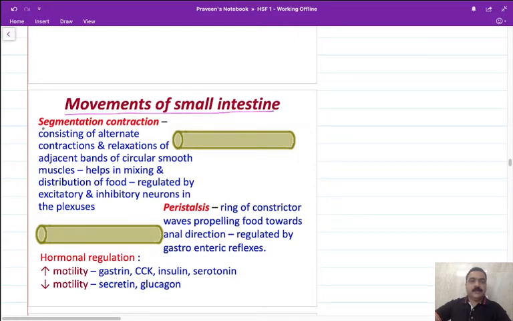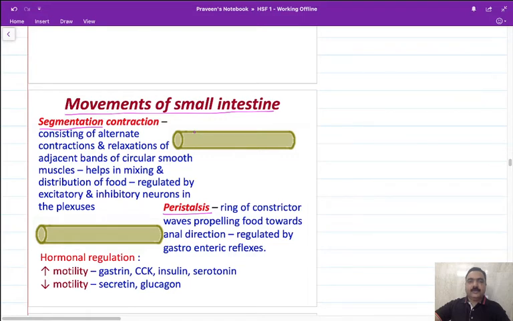Okay, so which includes what? The segmentation contractions and the peristalsis. Peristalsis helps to cause the movement of the food forward, whereas the segmentation contraction helps to distribute the food. Okay, so in the segmentation contractions, what happens over here?